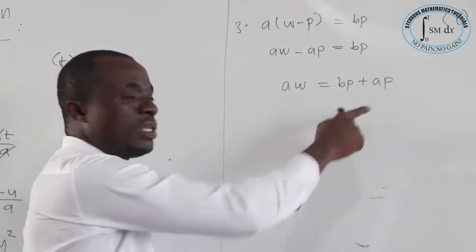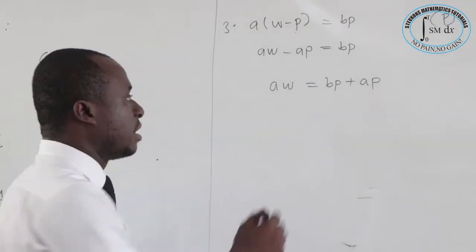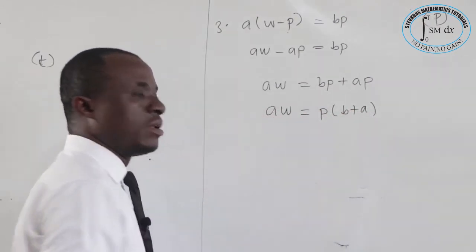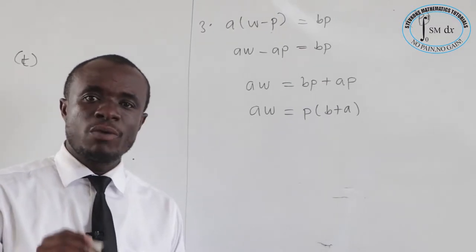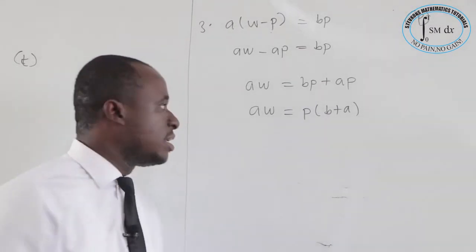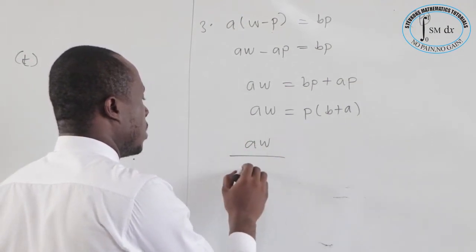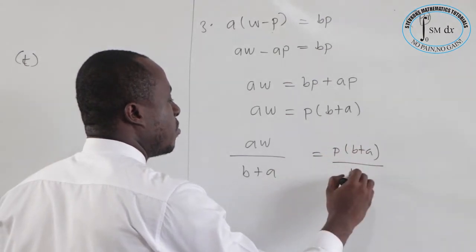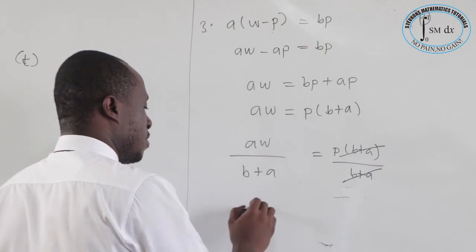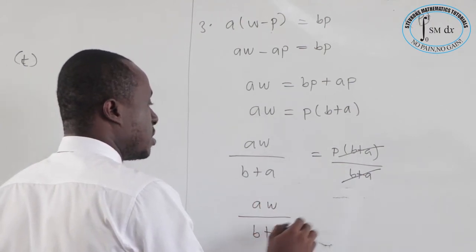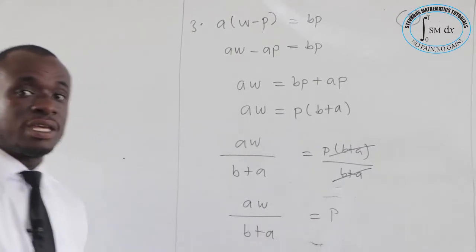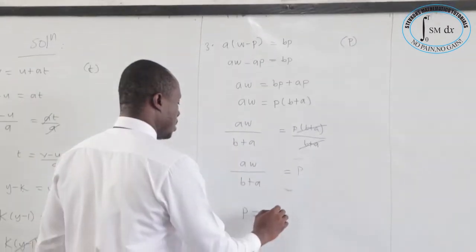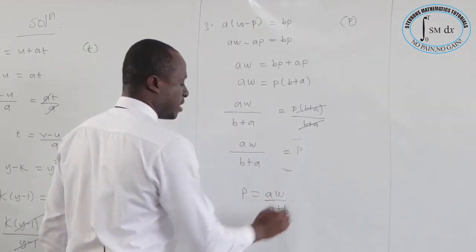Clearly, p is common here. We want to find p, so factorize p out. So that will be p(b + a) = aw. We want to make p the subject, so we divide by what is multiplying the p, which is b plus a. So we have aw/(b + a) = p(b + a)/(b + a). Now this is cancelling out that. So we have aw/(b + a) equal to p. Now I can interchange the a and b if I want to write it in alphabetical order. So I can see that my p is aw/(a + b).